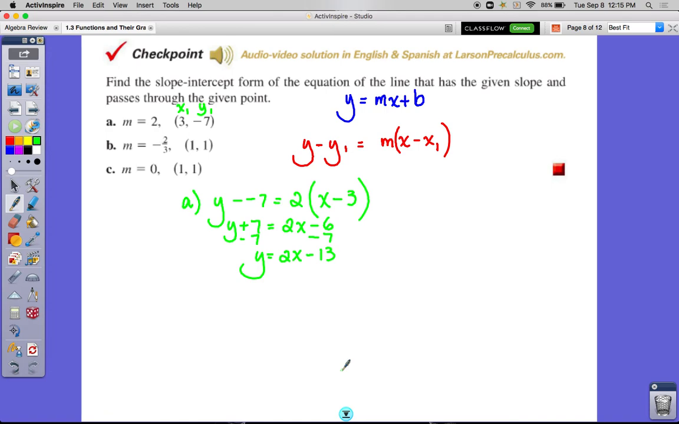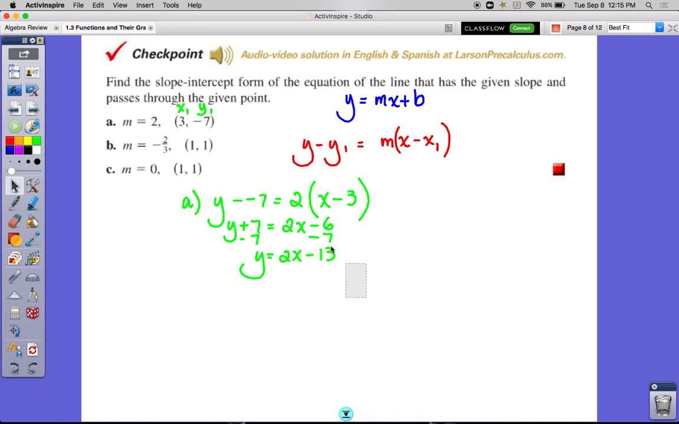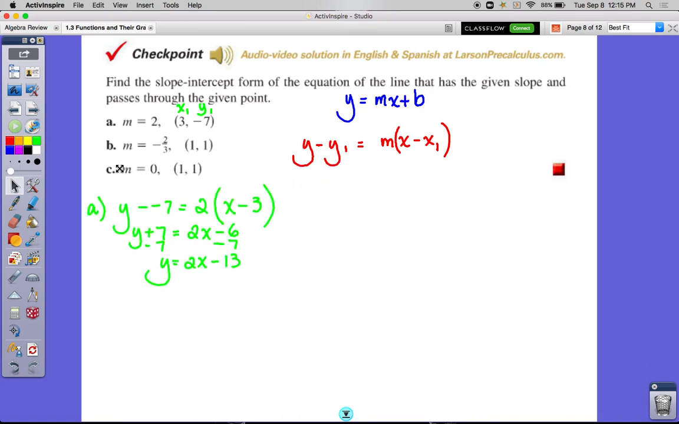For part B, I'll make some room real quick. Oh, don't want to move that guy. You want to move this guy here. Let me see. There it is.